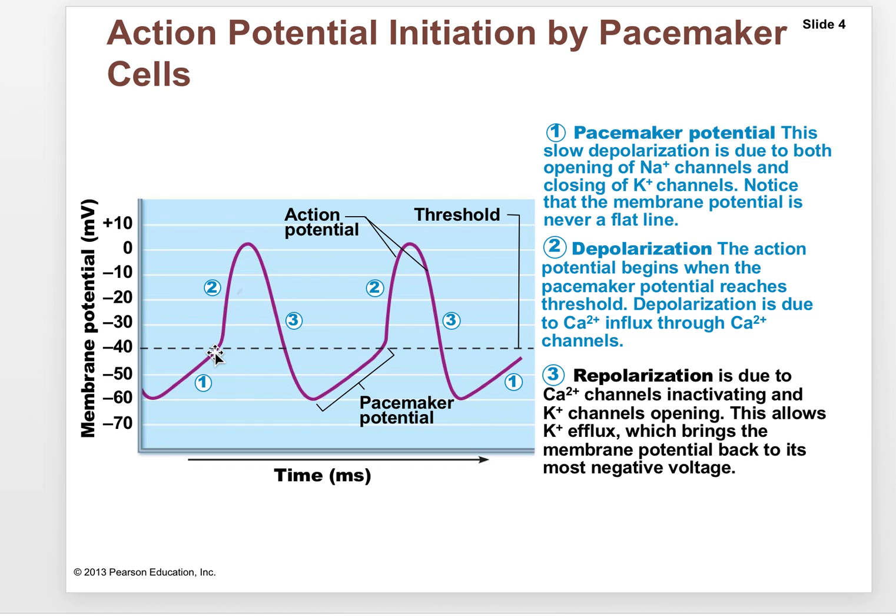Then after depolarization comes repolarization. Then the calcium channels are inactivated and potassium channels open. This allows the potassium to leave the cells, which brings the membrane potential back down to the most negative voltage. And then it starts over again. So these are the three phases to the pacemaker cell action potential. There's the pacemaker potential, there's the depolarization, and the repolarization.